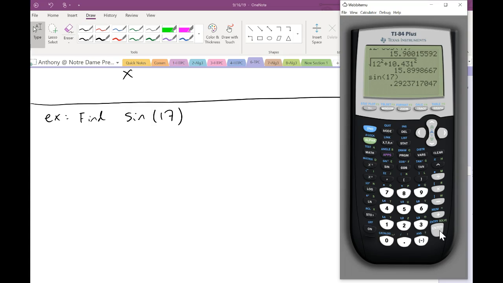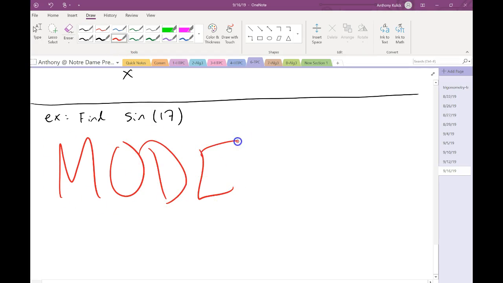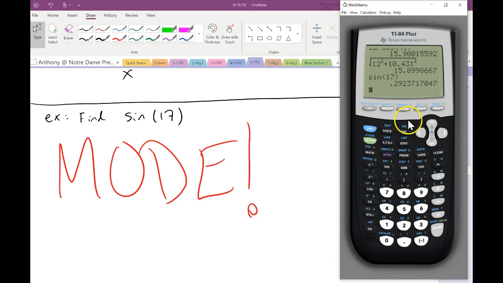Does that negative number make any sense at all? No, right? What kind of number should we be getting? Should be positive, right, if it's the ratio of two side lengths. So what's going on? Your calculator is in the wrong mode.